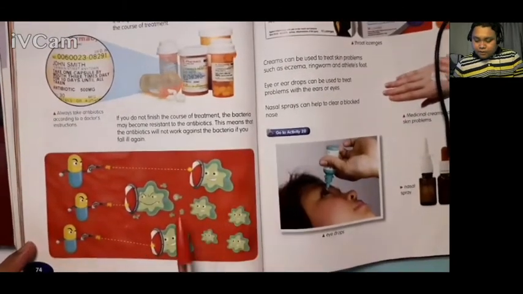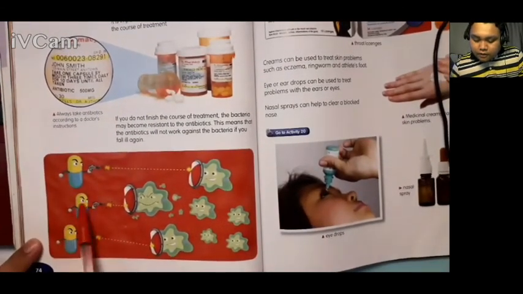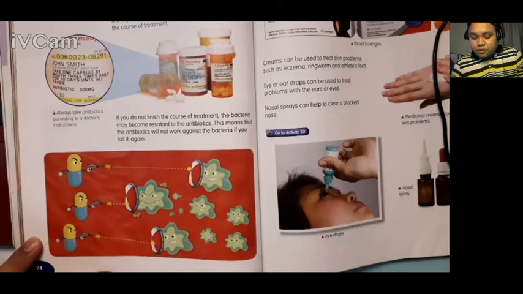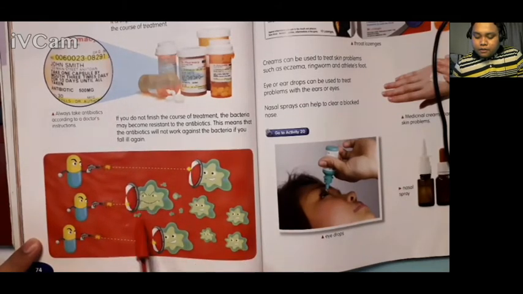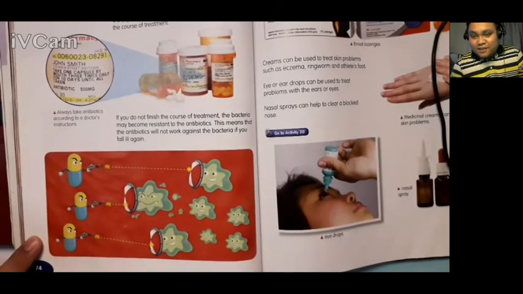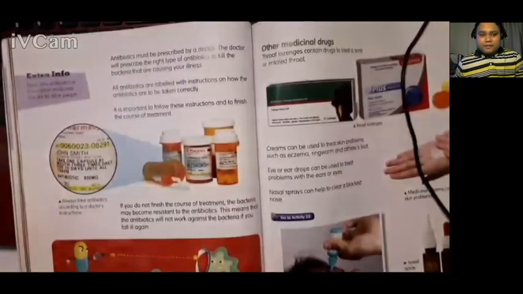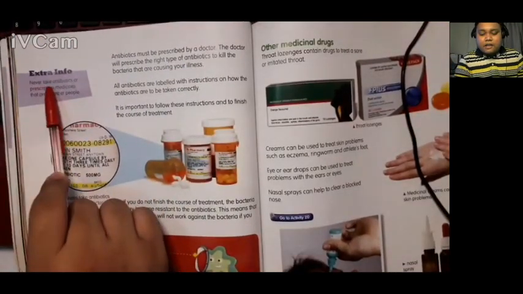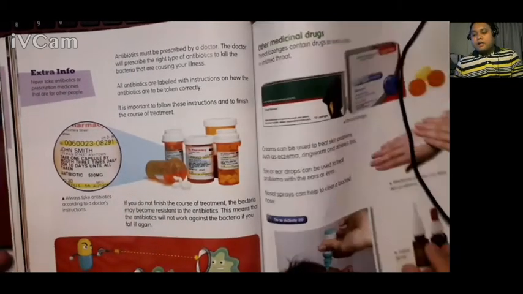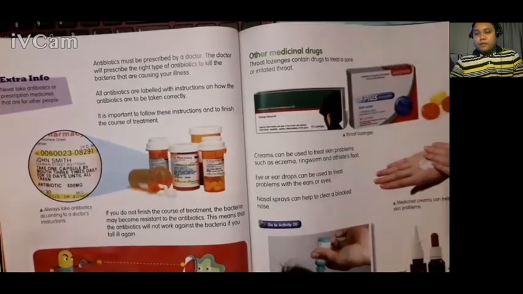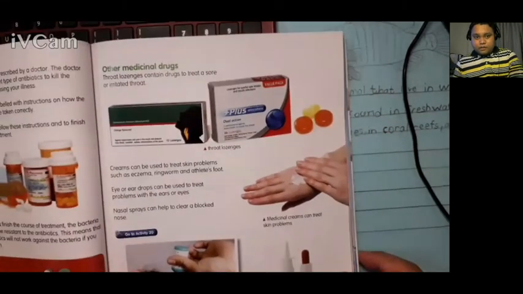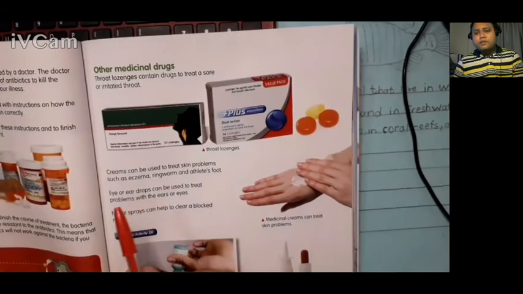So we have a very interesting picture here again. These are the antibiotics. So what happens if you don't follow the instruction of the doctor? The bacteria will be stronger. They will become resistant. So they have their interesting shield here. And then we have here extra info. Never take antibiotics or prescription medicines that are for other people, because every person has different body types and different cases. Okay, moving on to the next page.